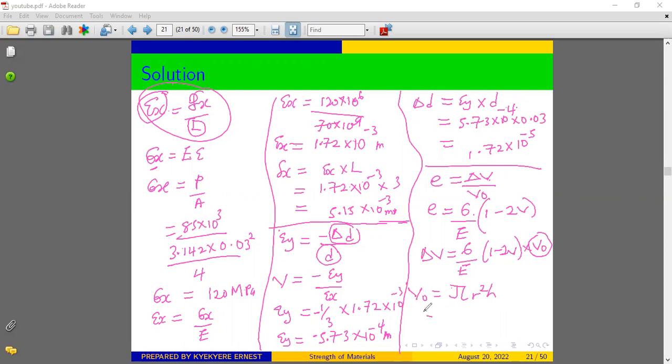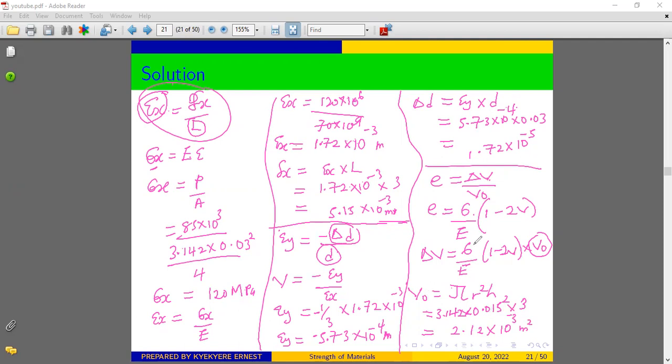And from here, our pi is 3.142. Our pi is equal to 3.142 times the radius. The diameter was 30 millimeters, so our radius is going to be 15 millimeters, which will be 0.015 squared, times the height, or in this case, the length. And from here, our original volume is going to be 2.12 times 10 to the power negative 3 meters cubed.